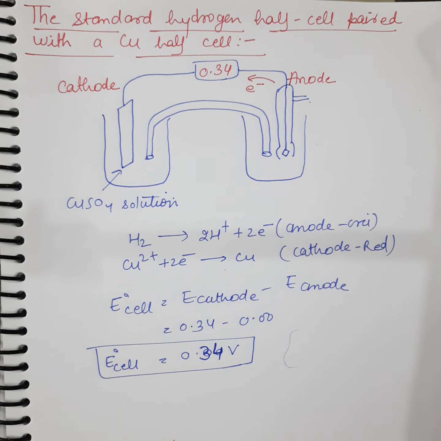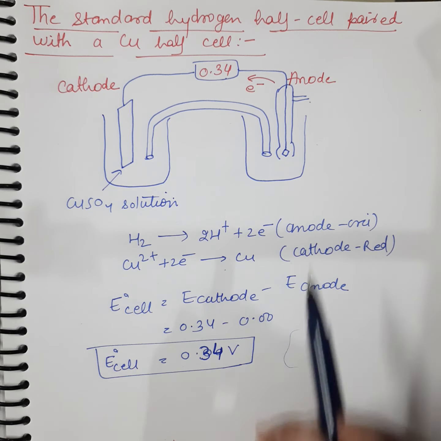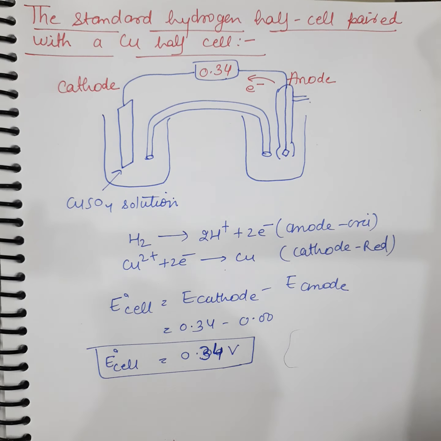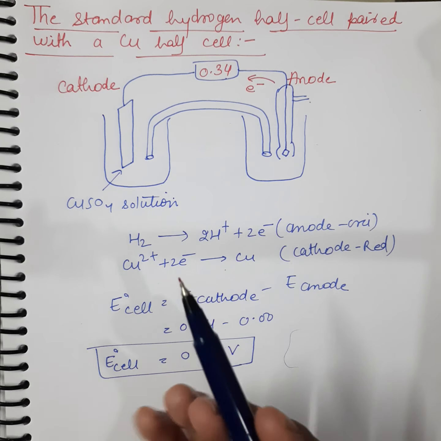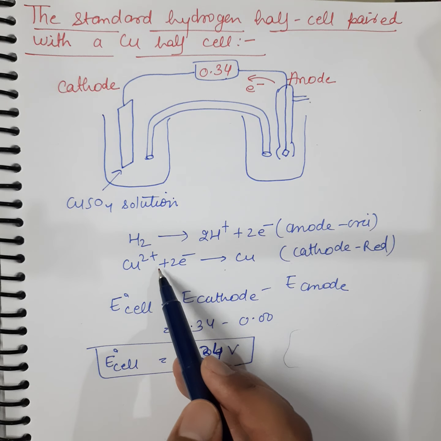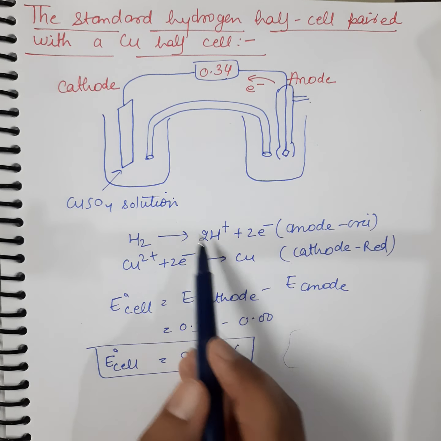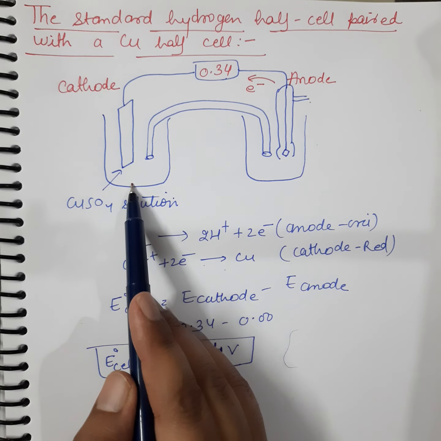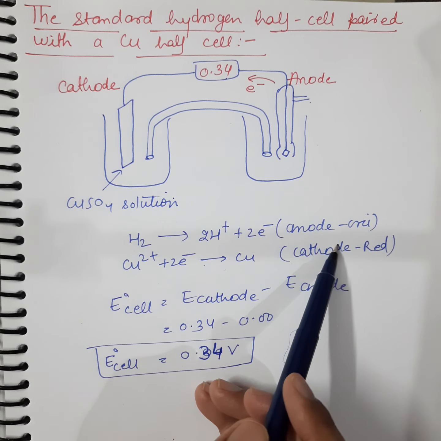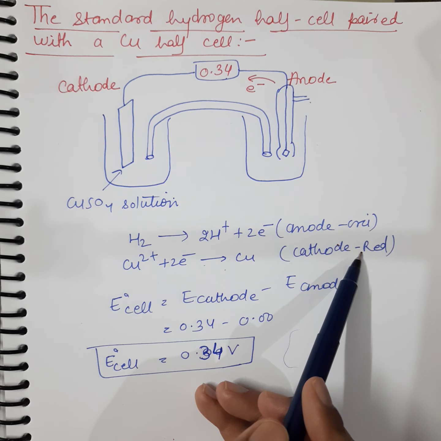Now, the standard hydrogen half cell is paired with a copper half cell. In this case, students, the mass of copper increases, because copper has a tendency to take electrons. The reaction comes out to be Cu2+ plus 2 electrons give Cu. That means this electrode works as a cathode, and at the cathode reduction takes place.